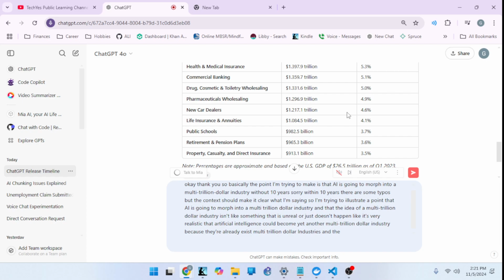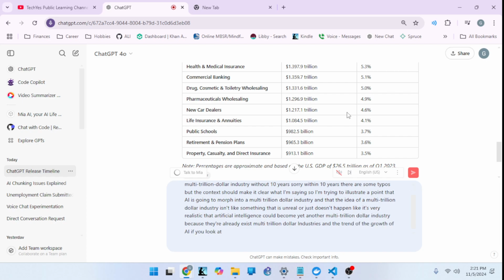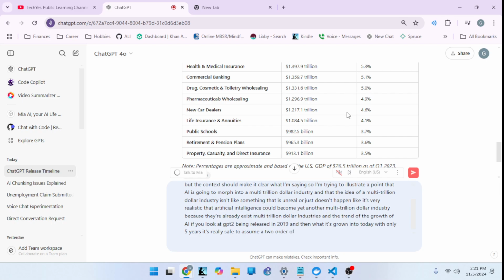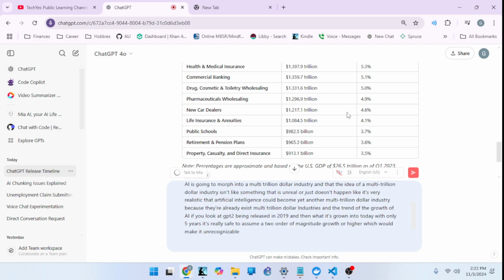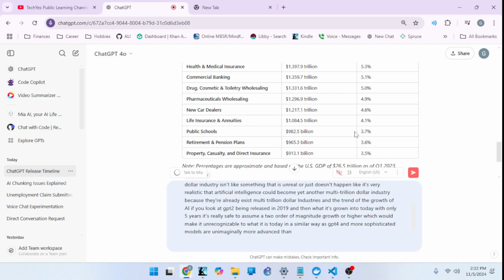And the trend of the growth of AI, if you look at GPT-2 being released in 2019 and then what it has grown into today in only 5 years, it's really safe to assume a 2 order of magnitude growth or higher, which would make it unrecognizable compared to what it is today, in a similar way as GPT-4 and more sophisticated models are unimaginably more advanced than GPT-2.